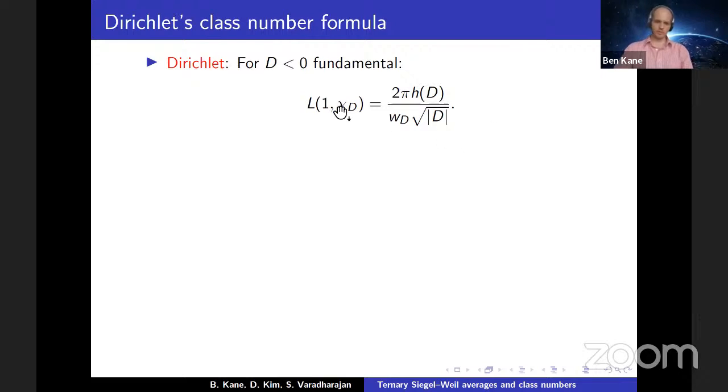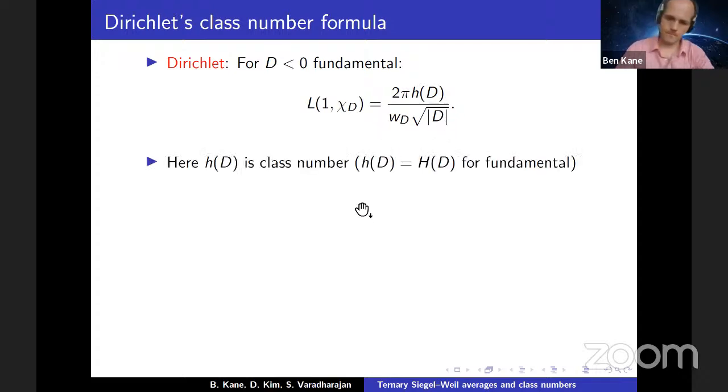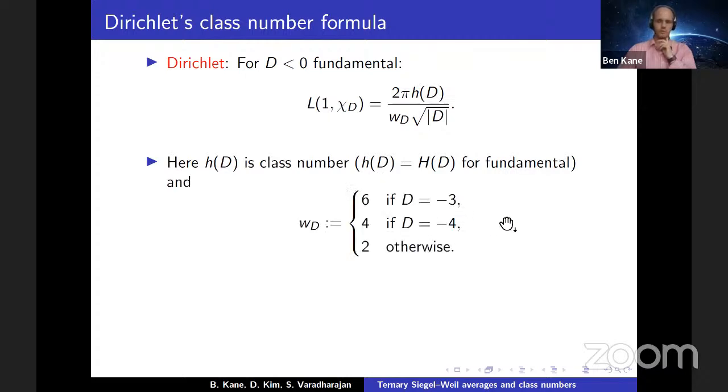We have Dirichlet's class number formula, which relates this L value to the class numbers. So this is where the class numbers enter the picture. And if we have a fundamental discriminant, we have this relation, but also the Hurwitz class number and the regular class number are equal, other than a normalization factor that could be dividing by 2 or 3 if the discriminant is -3 or -4. So I left that out.